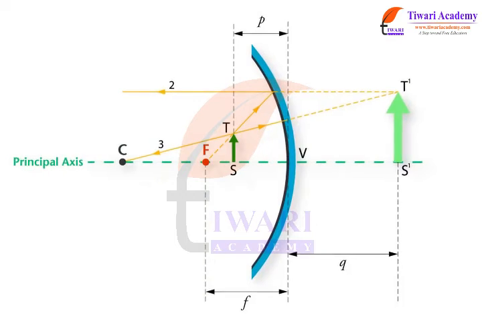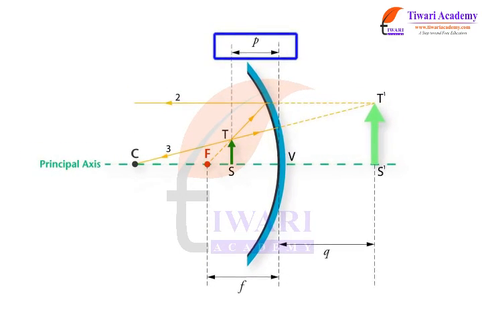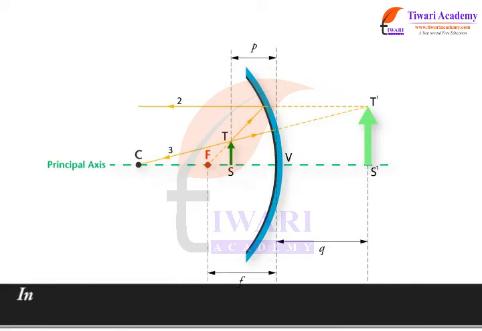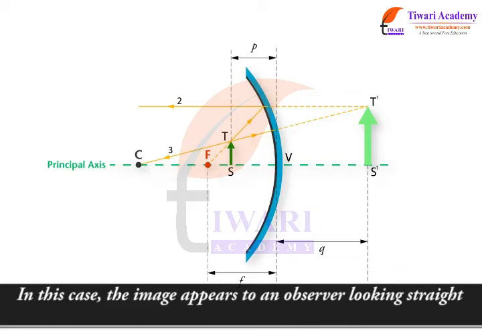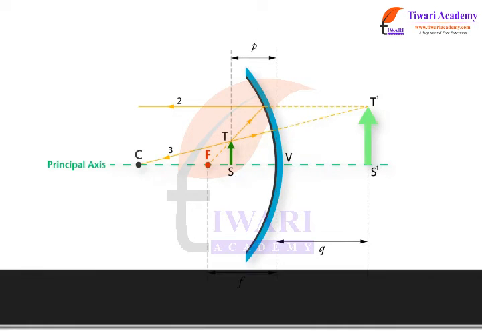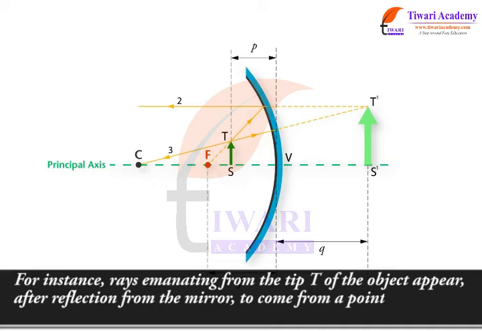This figure shows what happens when the object distance P is less than the focal length F. In this case, the image appears to an observer looking straight at the mirror to be located behind the mirror. For instance, rays emanating from the tip T of the object appear, after reflection from the mirror, to come from a point T1 which is behind the mirror.